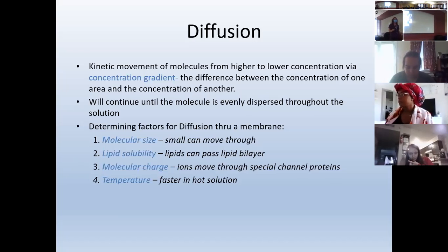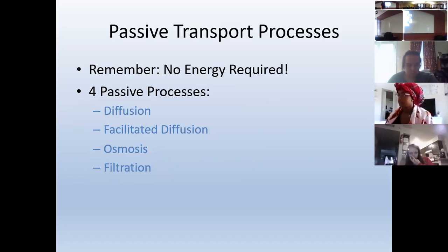I'm not having to shove it. I'm not having to push it. I'm not having to cram it. I just don't need any energy. And so, let me back up here. The 4 types of passive movement, meaning no energy needed: diffusion, facilitated diffusion, osmosis, and filtration.